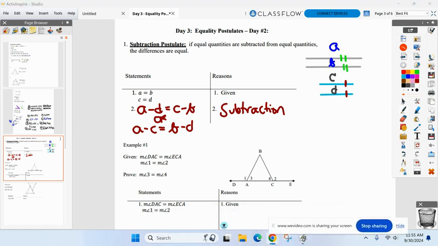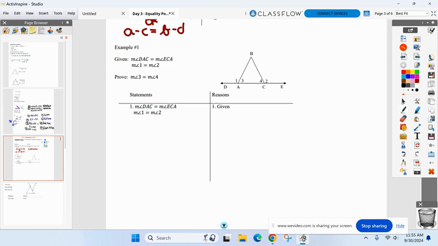All right, ready. Here is the issue we are going to run into. I showed you addition on Friday. I showed you subtraction today. Here's the problem. How do I know when to use which?